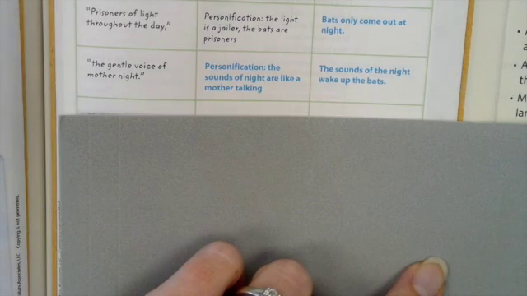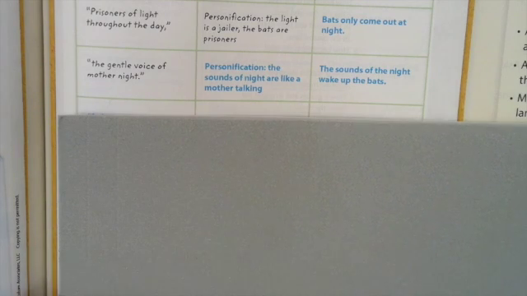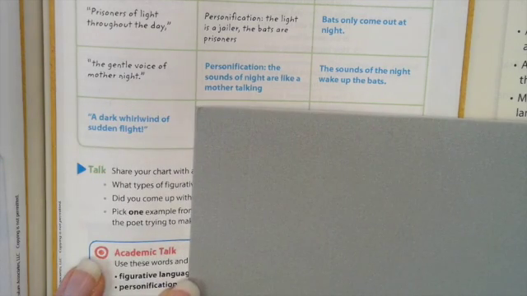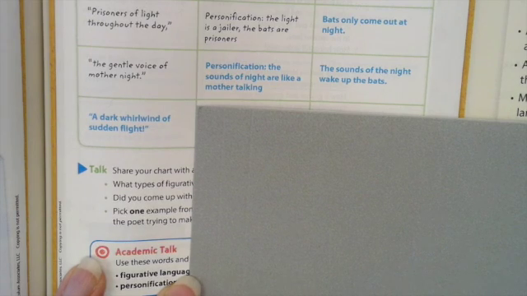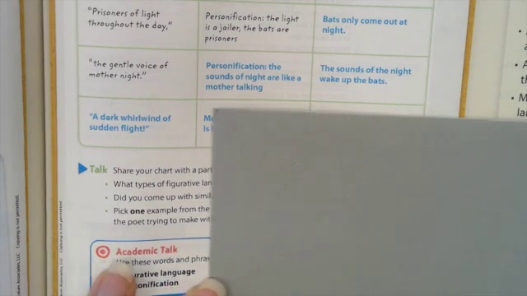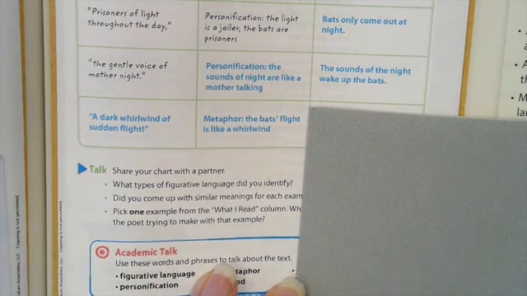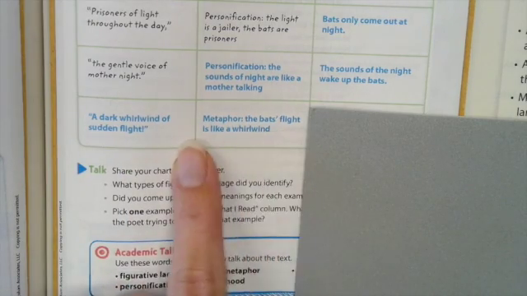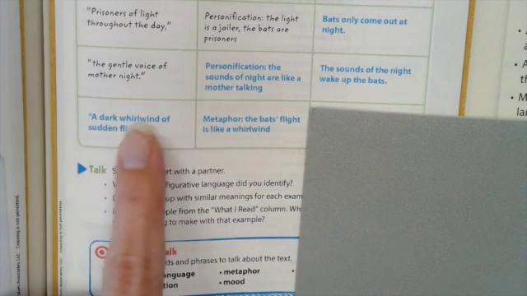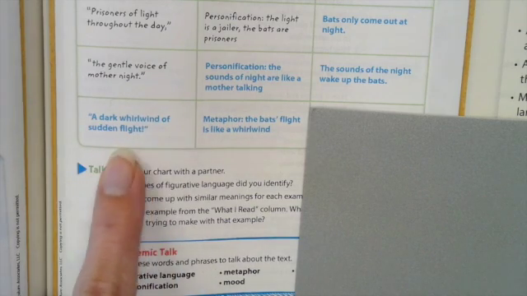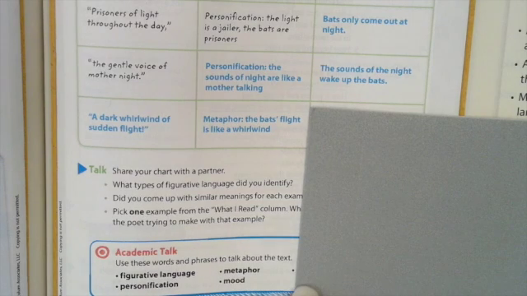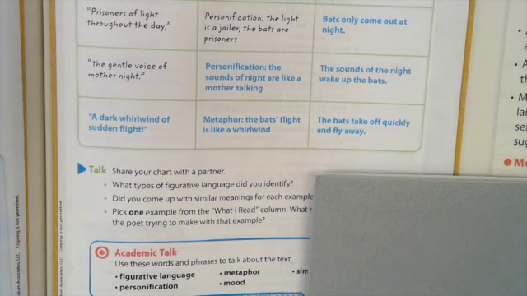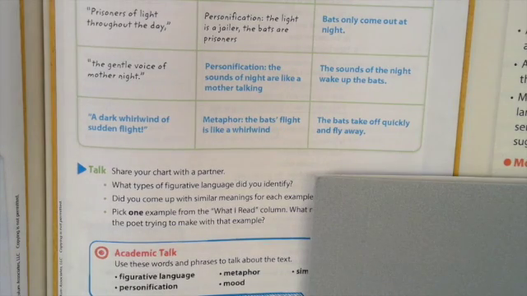There was one more example. It was actually the last sentence. A dark whirlwind of sudden flight. What is that an example of? That is an example of a metaphor. It's comparing the bat's flight like a whirlwind. A dark whirlwind of sudden flight. Those are the bats flying, and they're saying it's like a whirlwind. What does it actually mean? It means that the bats take off quickly and fly away. A whirlwind is quick, so they take off quickly and they fly away.